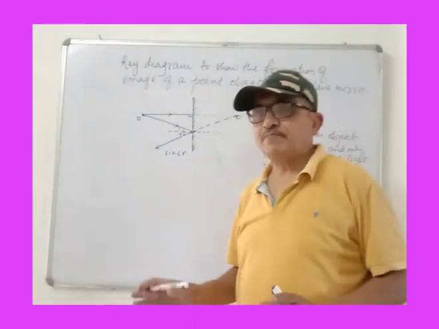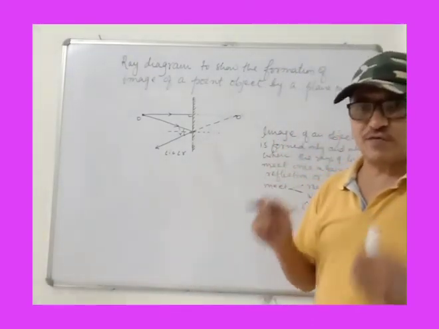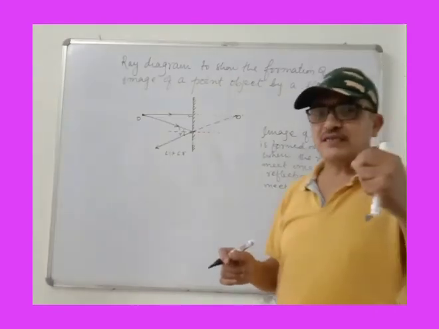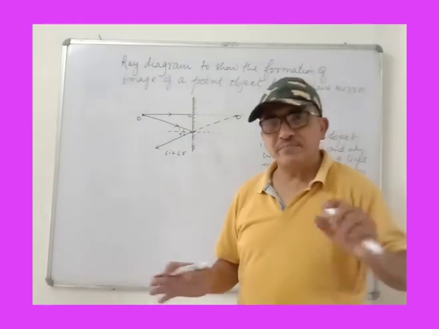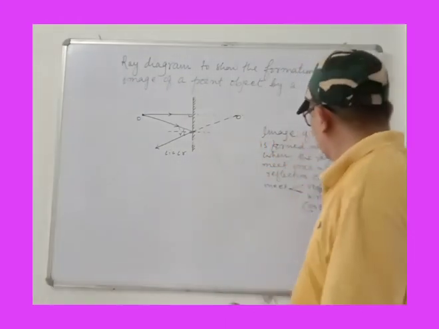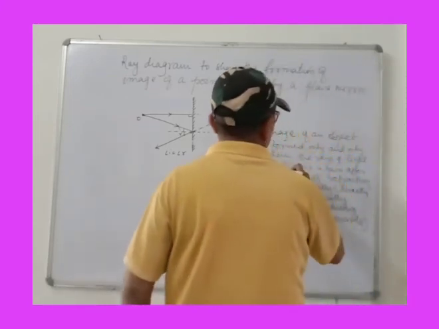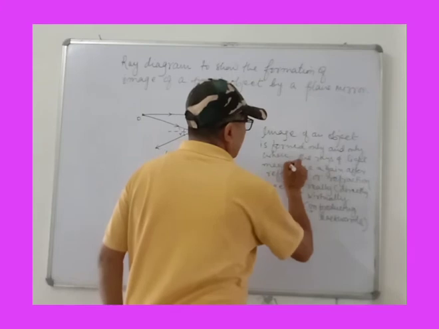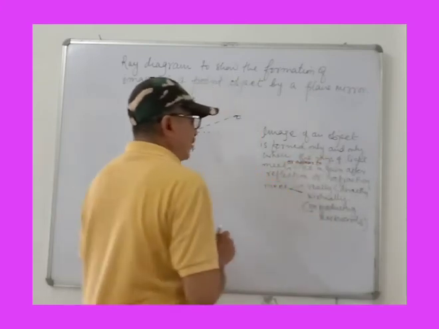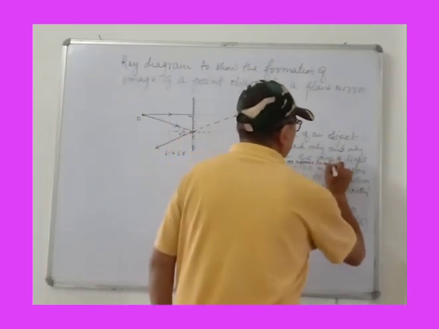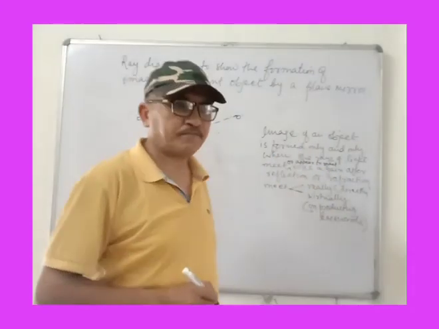Please follow properly. An image of an object is formed when rays of light meet once again. Meet or appear to meet. Rays meet or appear to meet once again after reflection or refraction.